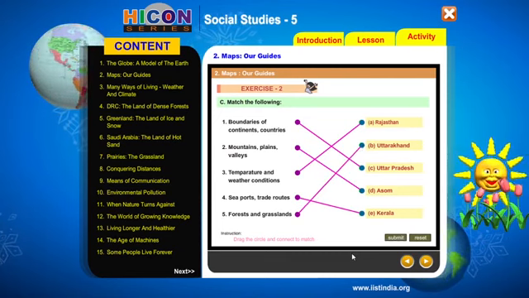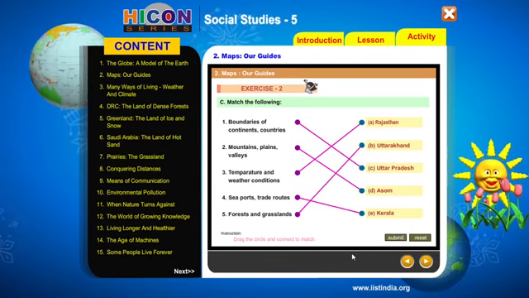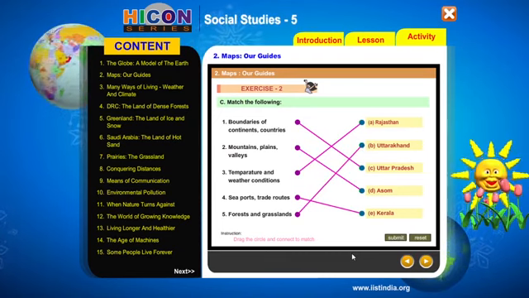So boundaries of countries and continents are related to Uttar Pradesh. Mountains, plains and valleys are related to Assam. Temperature and weather conditions are related to Rajasthan, which is severe there. Seaports and trade routes are related to Kerala. Forests and grasslands are extensively found in Uttarakhand, right? Okay. So now I will keep the screen the same for another minute so that you can check it yourself once. Yes.